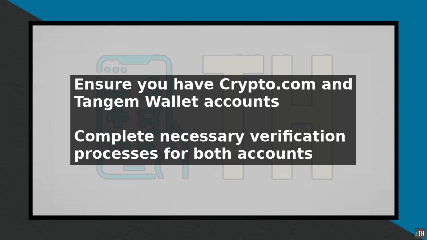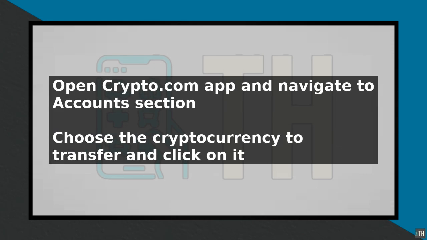Start by opening your Crypto.com app and navigating to the Accounts section. Here you will see a list of your available cryptocurrencies. Choose the cryptocurrency you want to transfer and click on it. In the cryptocurrency details page, click on the Withdraw button.